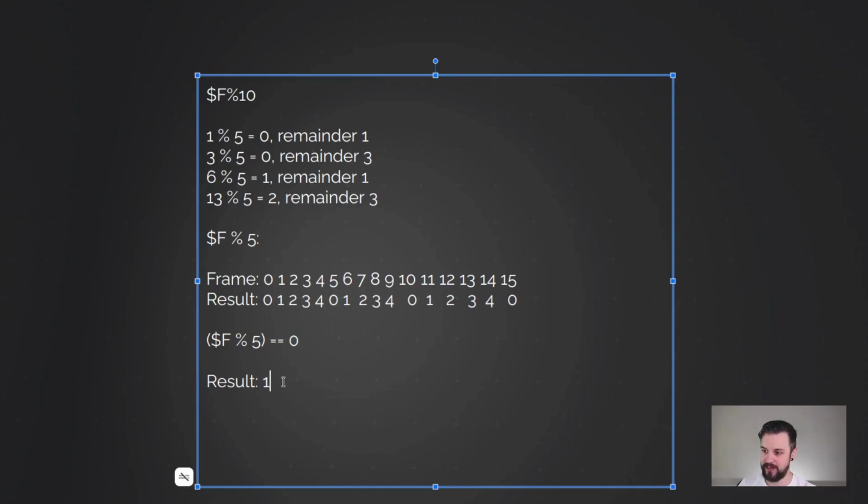So the result here will be 1. Is the next result equal to 0? No. Is the 2 equal to 0? No. Is the 3 equal to 0? No. Is the 4 equal to 0? No. Is the 0 equal to 0? Yes. And here you can see what's happening.